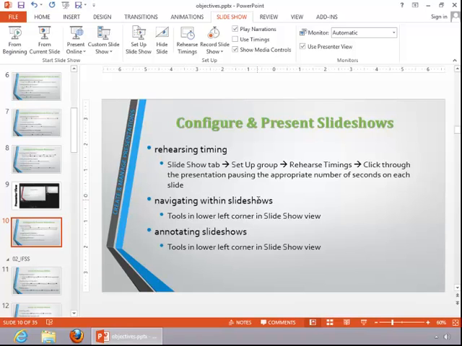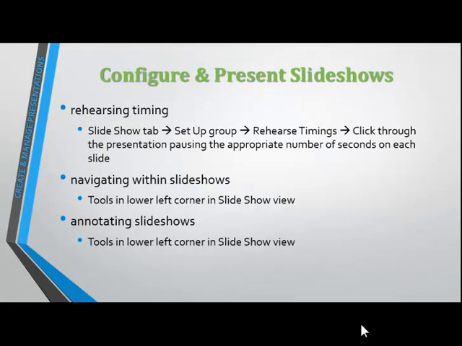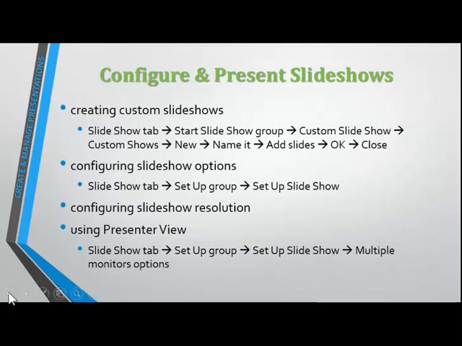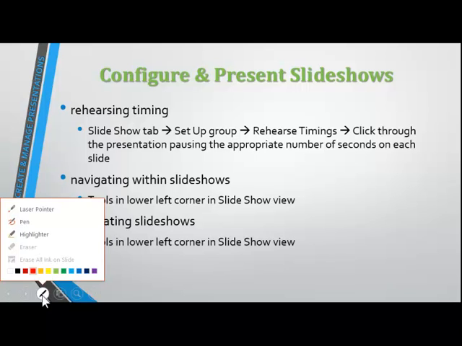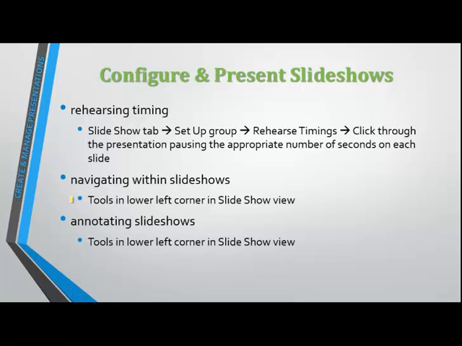To navigate within a slideshow and annotate a slideshow, you will use the tools in the left corner of Slideshow View. And if you hover your mouse over the bottom left corner of Slideshow View, you will see these tools. You can move backwards and forwards in the presentation. You can use the tools for annotation. You can change it to a laser pointer. You can use a pen or a highlighter if you need to make marks on the slides.